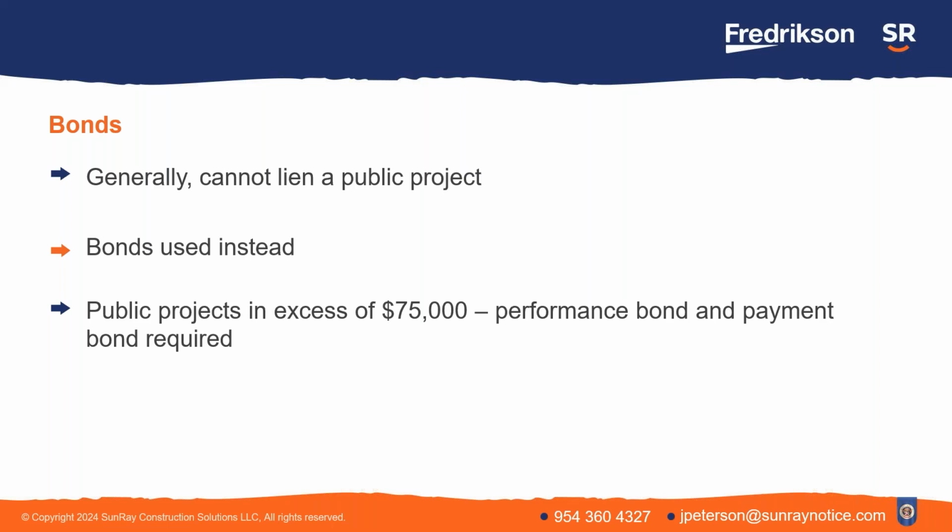The performance bond goes the other way. It ensures that the public is going to get their project performed. And if for some reason the general contractor can't get it done, or for some reason material subs can't get their work done, the performance bond steps in and provides funding and resources to make sure that the project gets performed. So they're two related bonds that protect different directions.